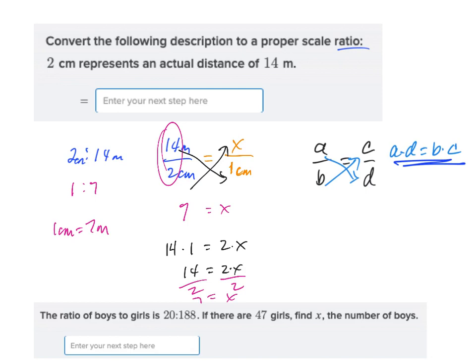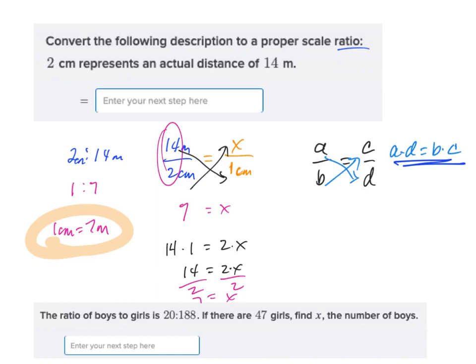Now, this is how I would write it if I was doing a landscape design. And that's where it's useful. That's where scale is used, when we're drawing graphs, or if you're doing a puzzle. Puzzles are always to scale.